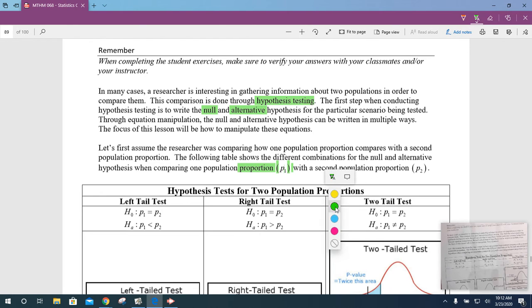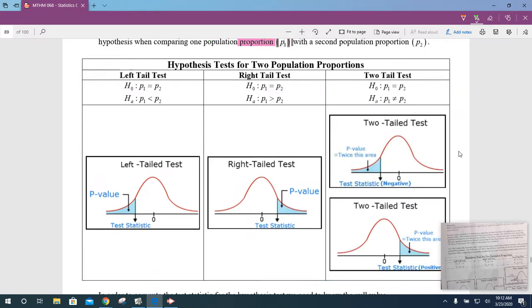I can change color right there. Nice. Or a second one, which is P of 2. Okay? All right, let's continue on.